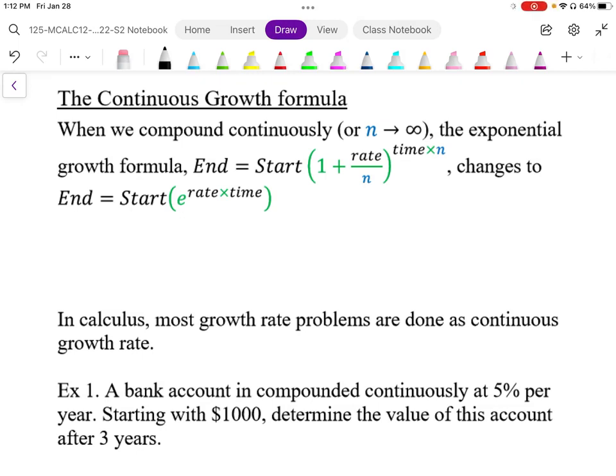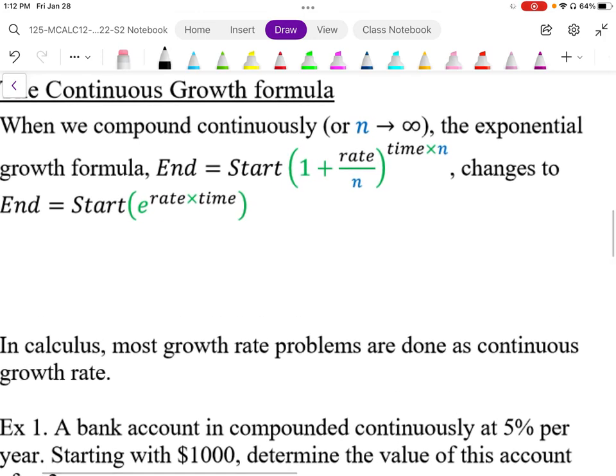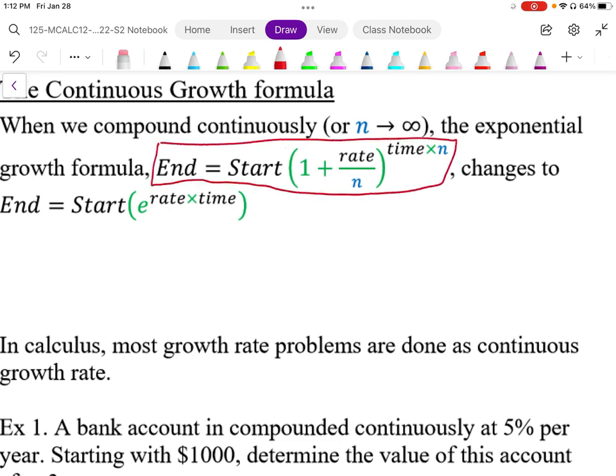So the continuous growth formula is where we often see the base e show up. When we compound continuously, or the number of compounds becomes infinite, if we take a look at our original growth rate formula, N equals start times (1 plus the rate over n), so we divide up the rate over the number of times we use that rate over that period, and then we multiply the time by n.